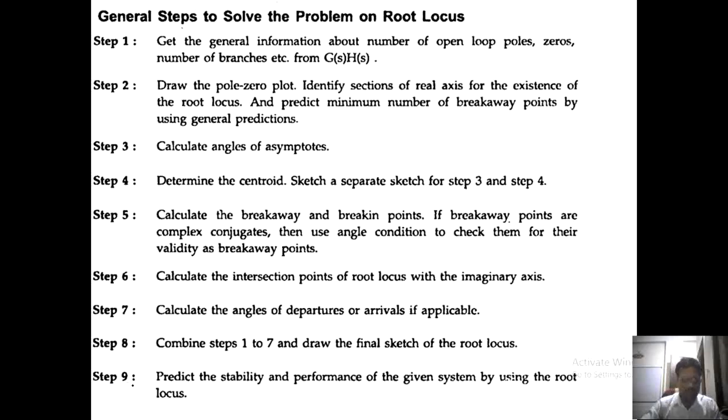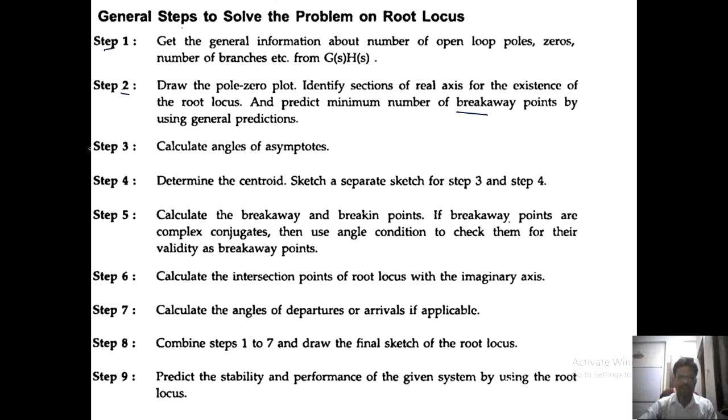Now this is all about the rules of construction of root locus. These are the general steps to solve root locus. Step number 1 is to get the general information about the number of open loop poles, zeros and the number of branches. That is rule number 1. Count the number of poles, number of zeros, their values. Step number 2 is to draw the pole zero plot and identify the sections of the real axis for the existence of root locus. Then predict the breakaway point, whether it is applicable.